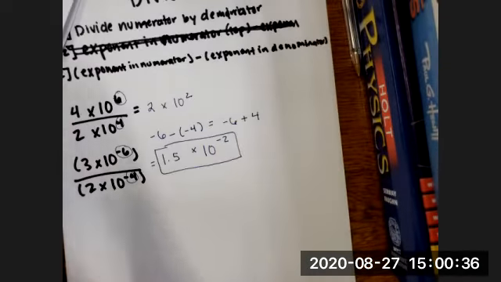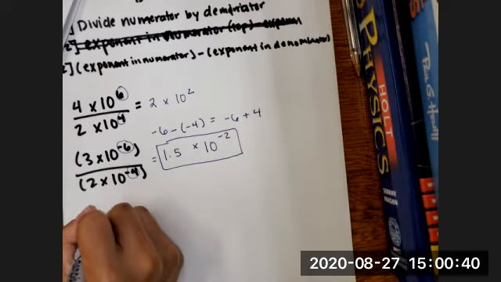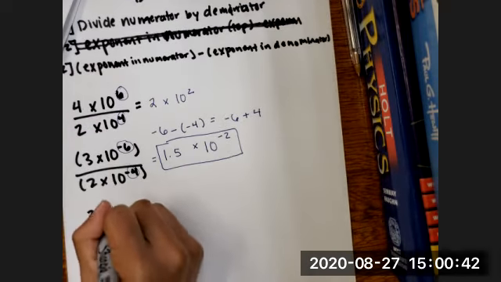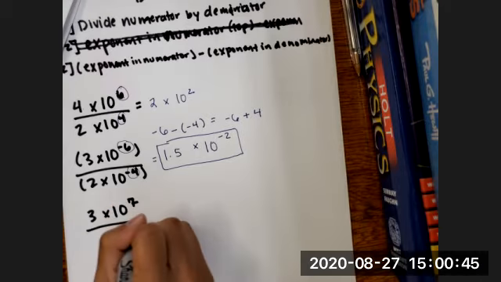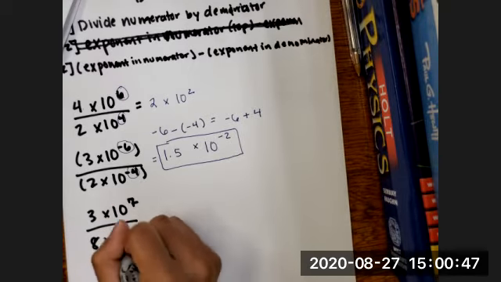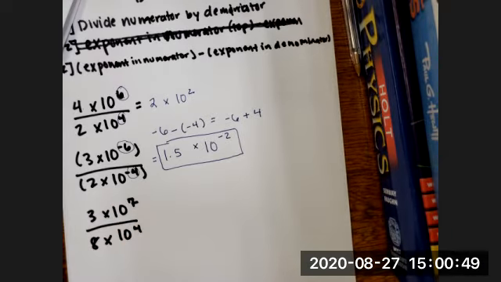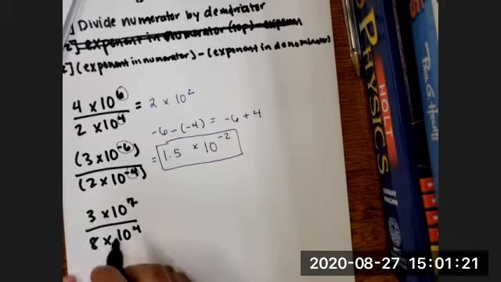All right. So here I have 3 times 10 to the 7th divided by 8 times 10 to the 4th. So let's see. I'm going to pause the recording really quick. All right, I'm back. I got a calculator. So I have 3 times 10 to the 7th divided by 8 times 10 to the 4th.